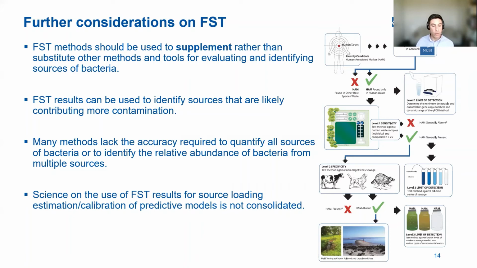But there are limitations associated with method accuracy and for quantification particularly, especially if the study area is affected by multiple sources. And because of these, the use of FST for source loading estimation and also predictive model calibration needs a bit more development. But clearly FST is most effective in giving us a qualitative understanding of the sources that are contributing more bacteria or sources that are more abundant in the catchment and thus need prioritizing.